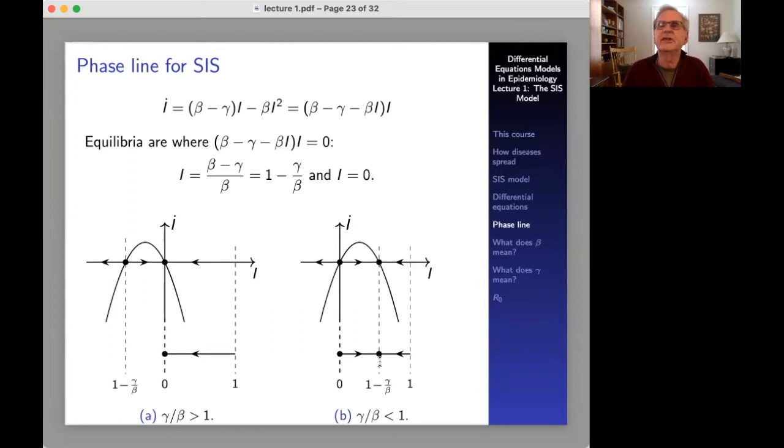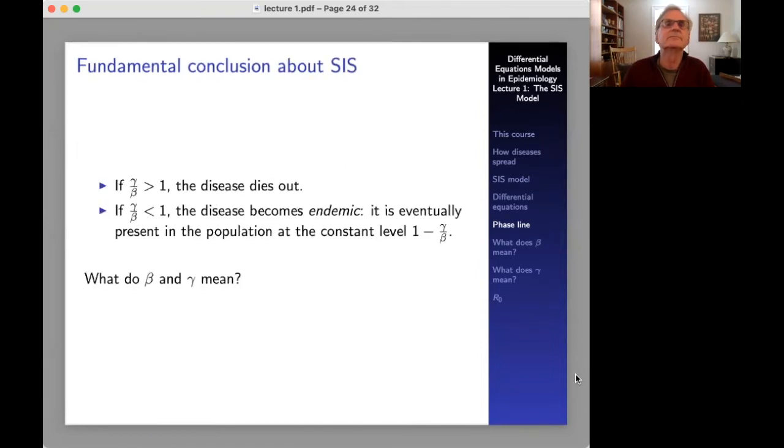In this case, what they say in epidemiology is that the disease is endemic in the population. It's always present at this fraction. So that's our conclusions about the SIS model.